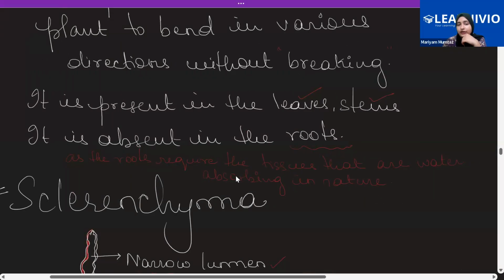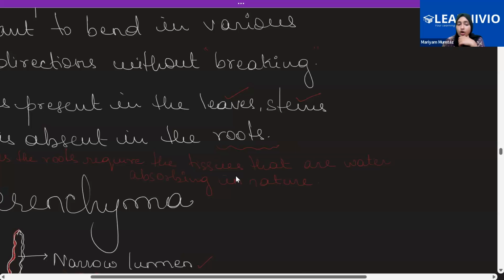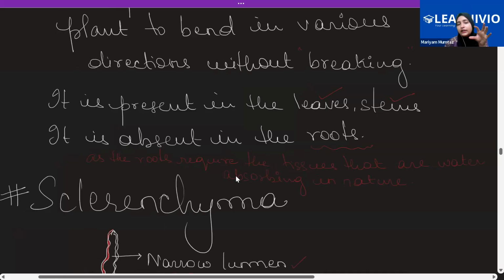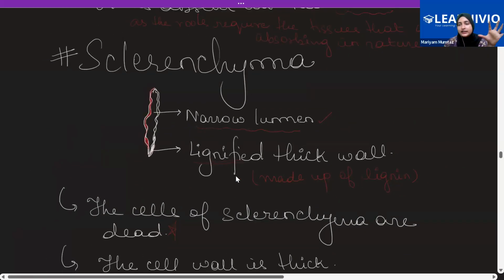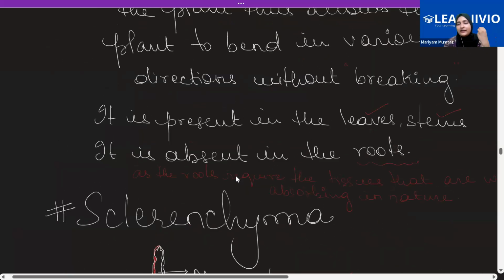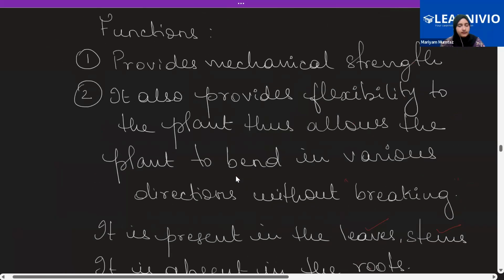So as the root requires tissues that are water absorbing in nature, that is why the collenchyma is absent in the roots. So collenchyma is clear to everyone. Does anyone have any doubts? Anything to ask?